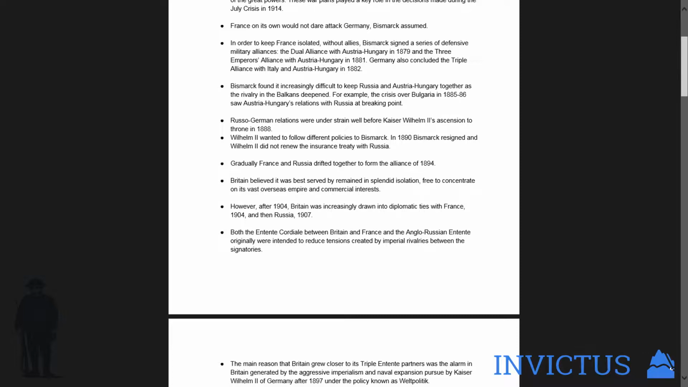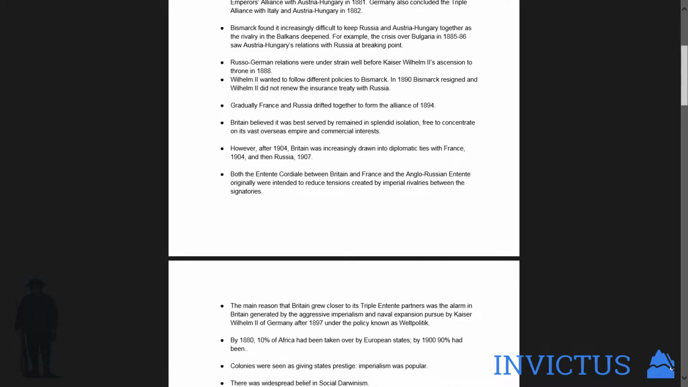And as we know, the Balkans was a very significant cause and setting for the July Crisis, because the Archduke got shot by Gavrilo Princip. But anyway, Russo-German relations were under strain because, well, Bismarck was trying to make Germany great, but Kaiser Wilhelm is known for being just an immature child.